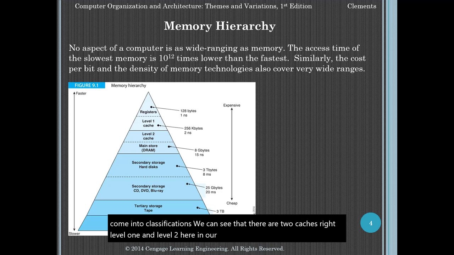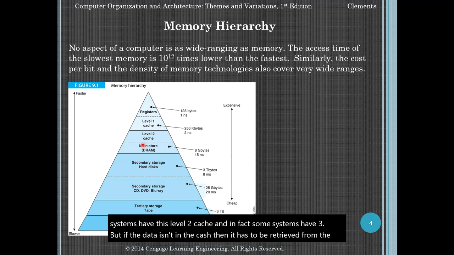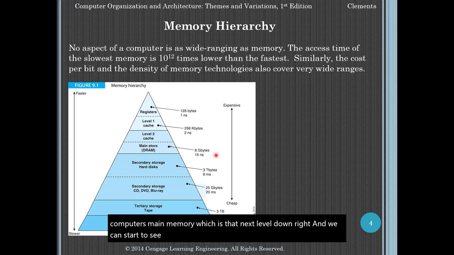If the data being accessed is not in the level one cache, the next level down in the memory hierarchy is then accessed, which is the level two cache. Now, not all systems have this level two cache. And in fact, some systems have three. But if the data isn't in the cache, then it has to be retrieved from the computer's main memory, which is that next level down, right? And we can start to see our access times jump pretty considerably as we move down this pyramid.